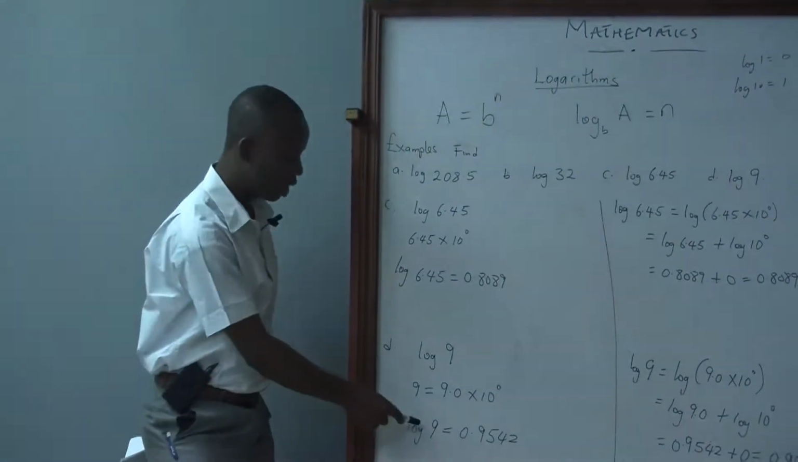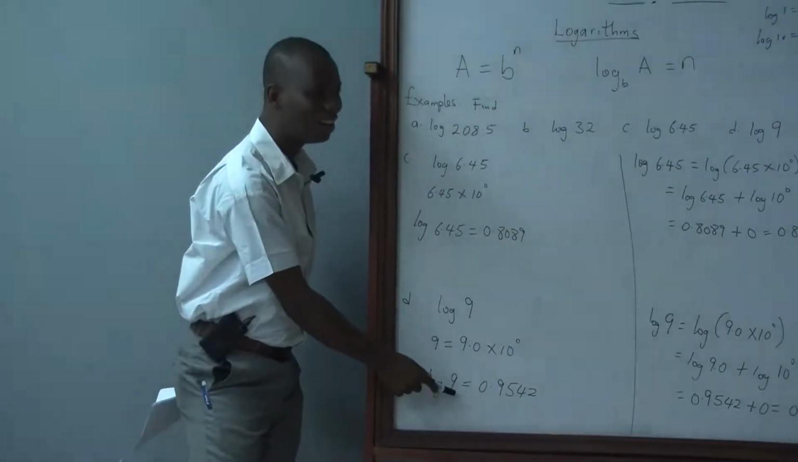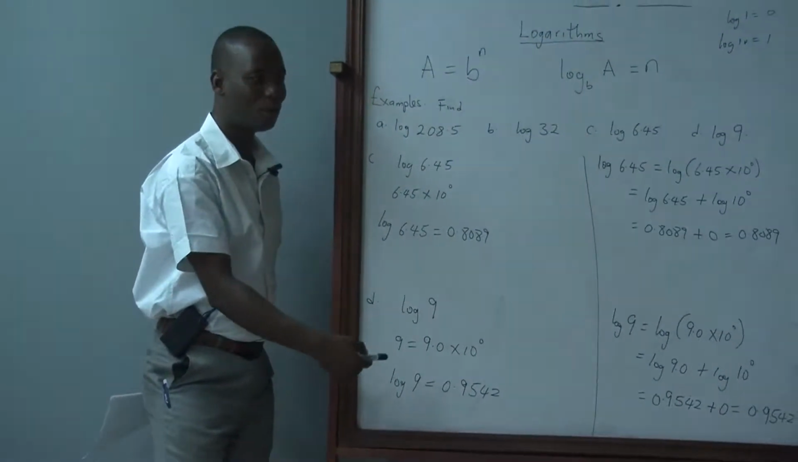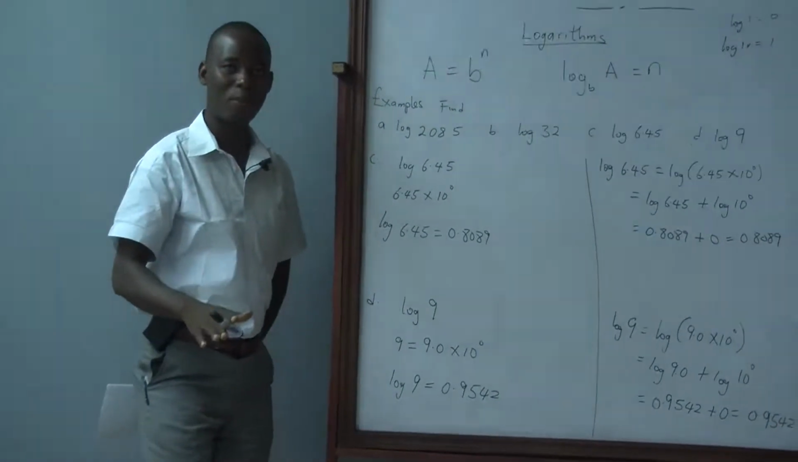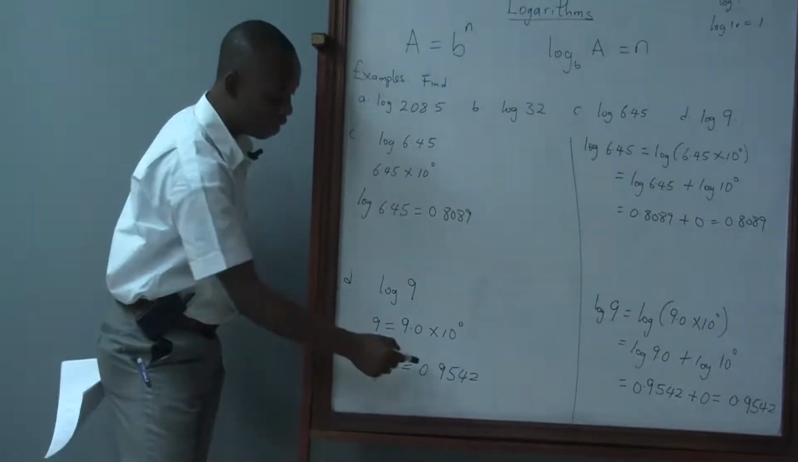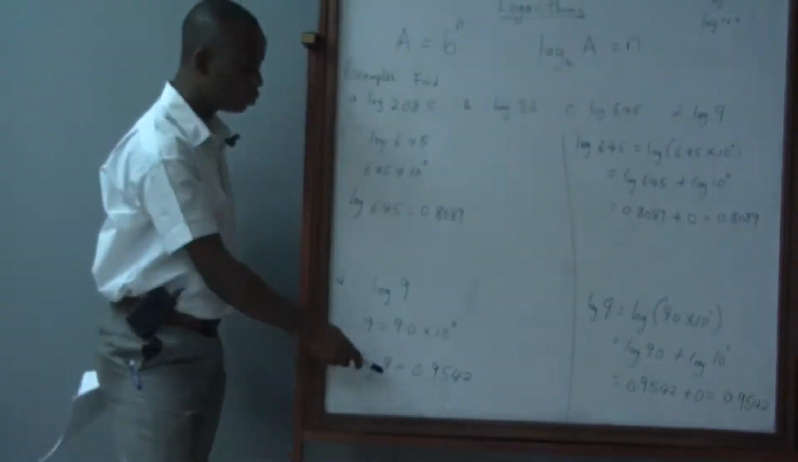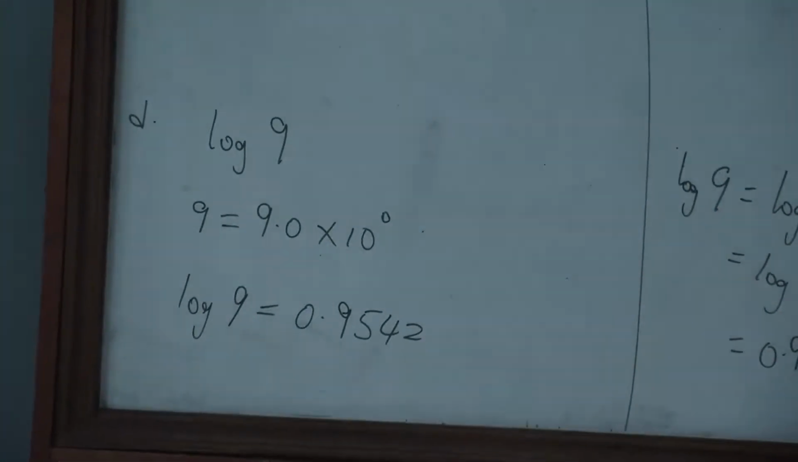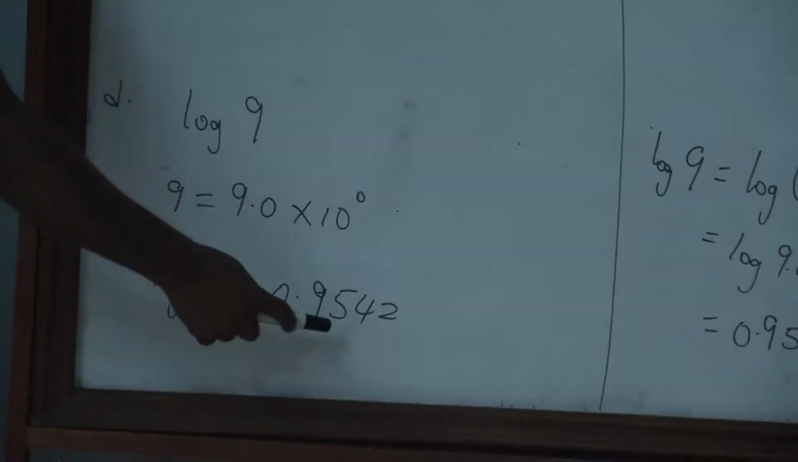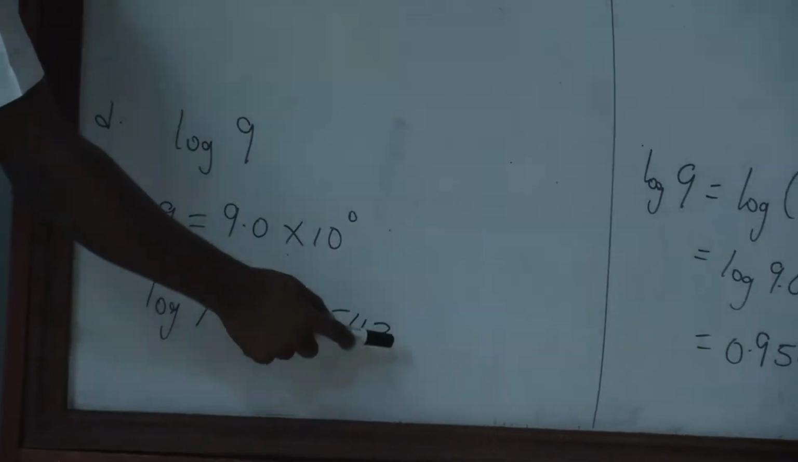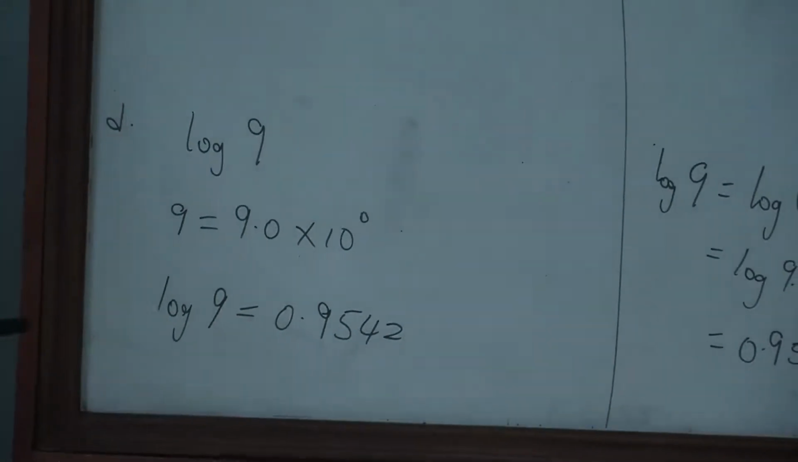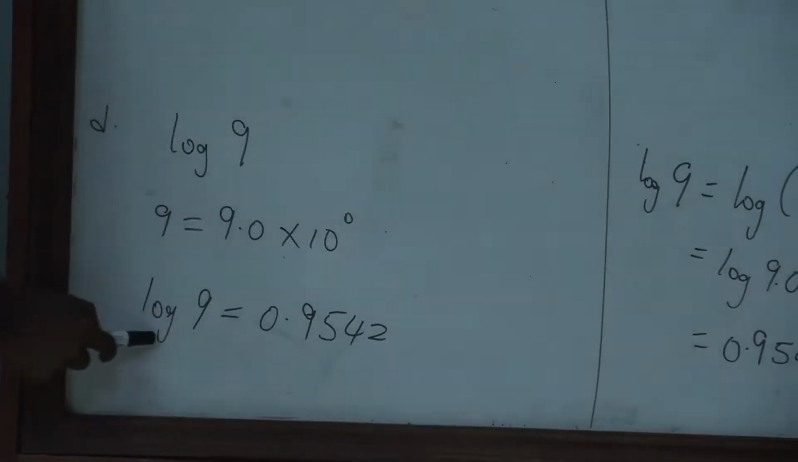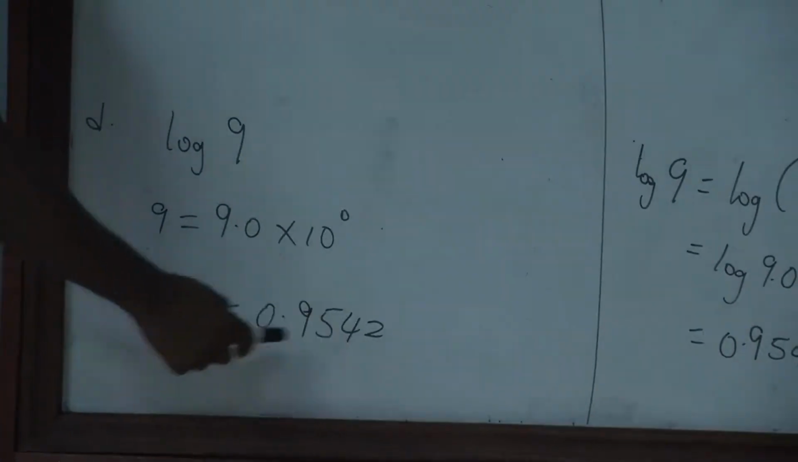So what we're going to do here is look for 90 under 0. It doesn't matter at that point. All that matters at that point is what we have here, the characteristic. So here we're going to look for 90 under 0. Now, 90 under 0 will give us 9542. So we have log 9.0 equals 0.9542.